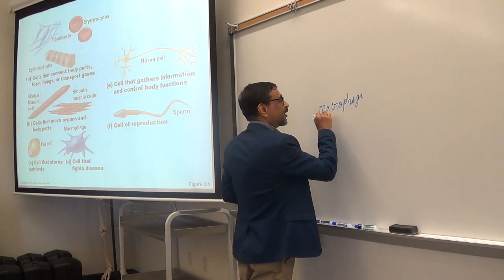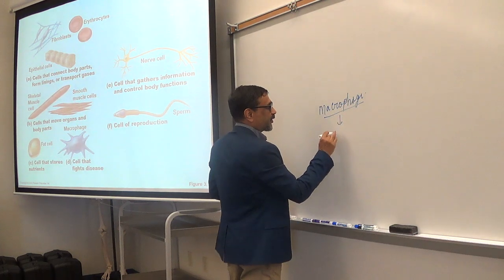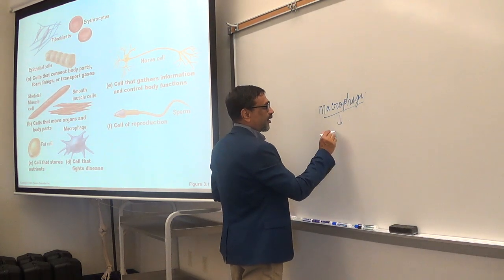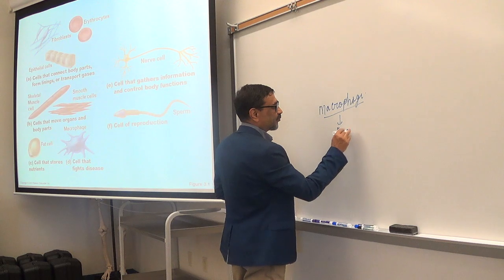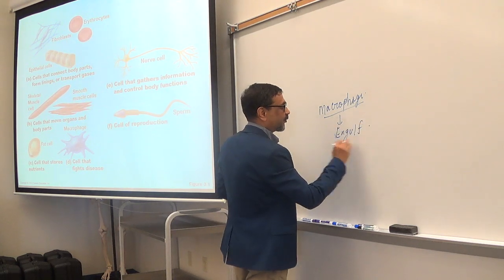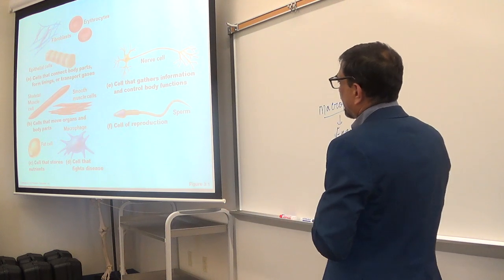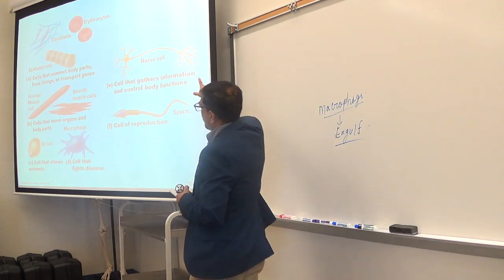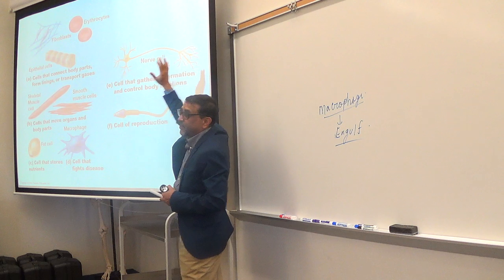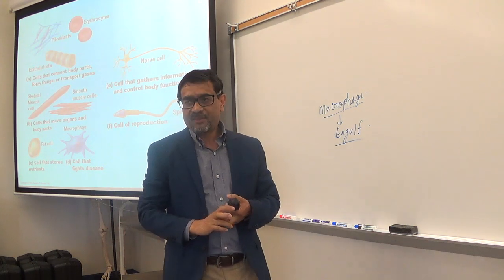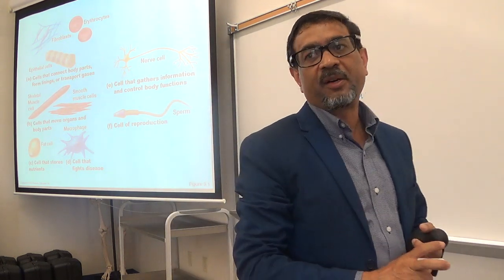And you know, this cell provides immunity. It can engulf. Phagocytosis is the function. Okay? Then, on the right side, you see this is a neuron, a nerve cell. Same thing, nerve cell or a neuron.